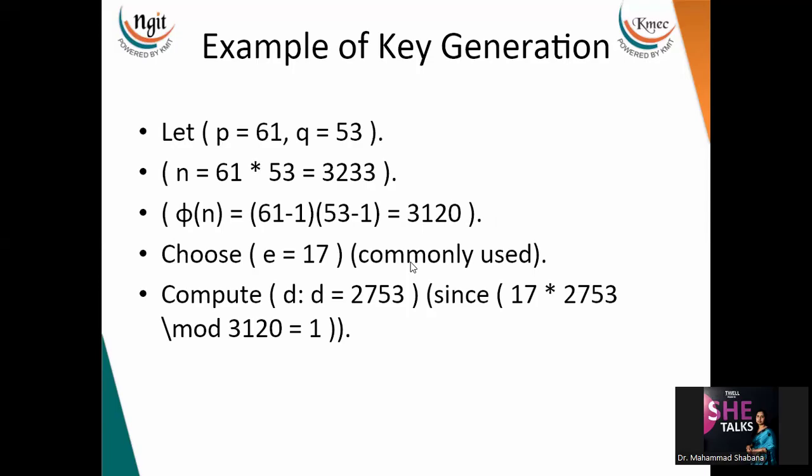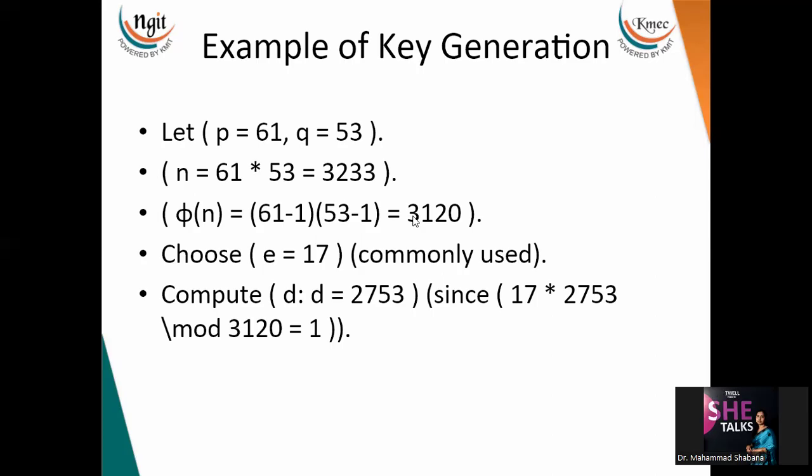So this is an example. Let's walk through an example to make this clearer. Suppose we choose two prime numbers: p is equal to 61 and q is equal to 53. Then we compute n is equal to p into q. So p into q is 3233. We will compute phi of n. Phi of n is equal to p minus 1 into q minus 1. P minus 1 is 61 minus 1, which is 60, and q minus 1 is 53 minus 1, which is 52. Multiplying these two numbers, we get 3120.